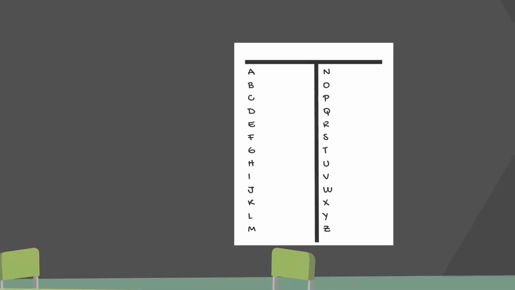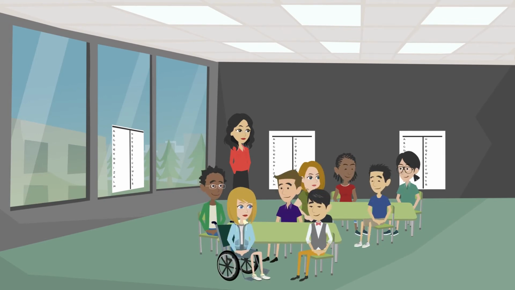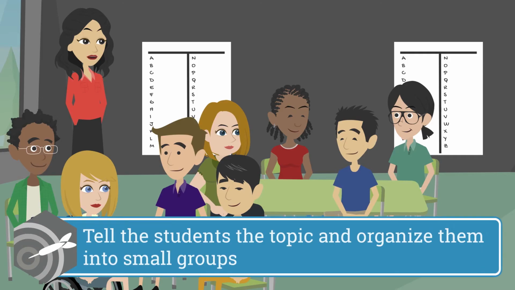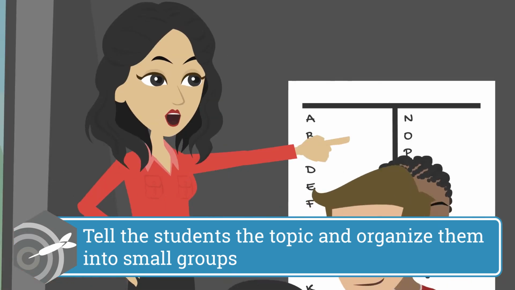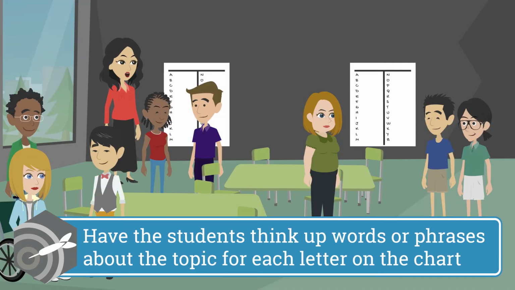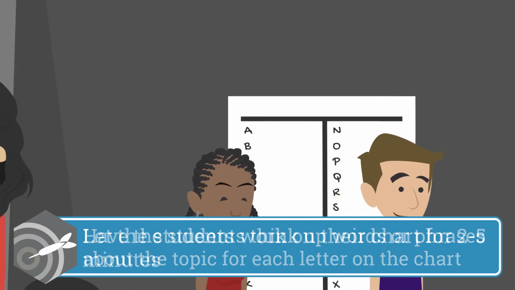Okay, that's the prep. Now that we've done our prep, let's see the strategy in action. When you begin the strategy that day, tell the students they'll be working in small groups, moving around a series of charts every 5 minutes. Tell them the topic and organize students into their small groups. Tell them that based on what they already know, they should think up words or phrases about the topic and match them to each letter on the chart. Then, give each group a marker and tell them to move to a chart and begin.